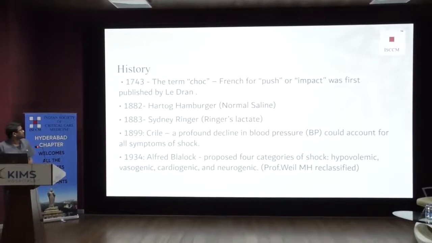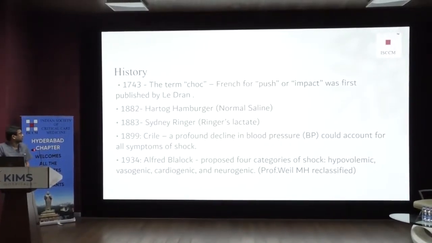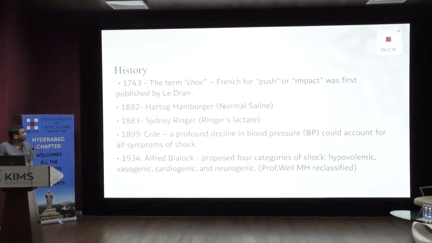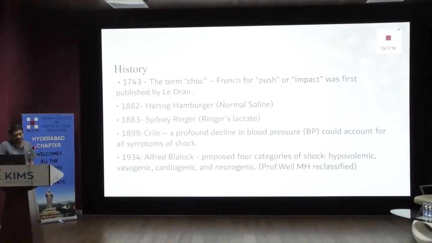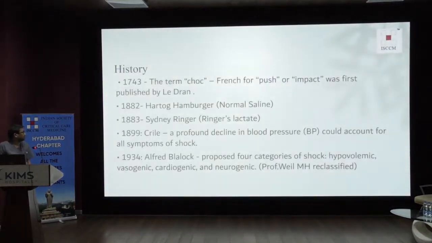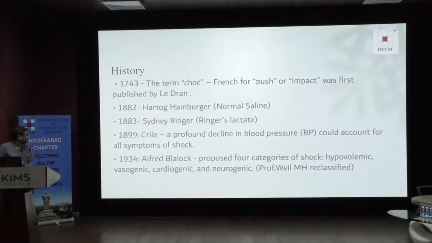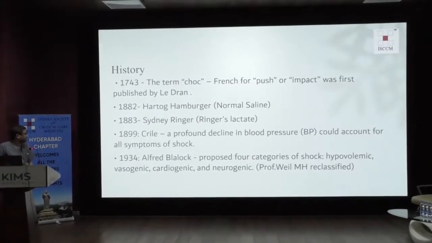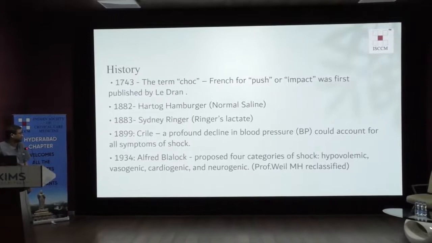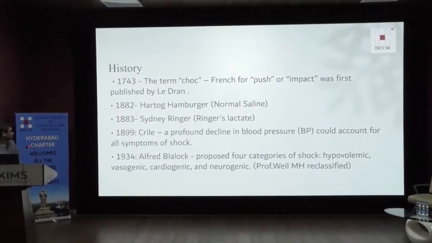Coming to the history, the term shock was first used by Professor Le Dran, which in French meant push or impact. Then coming to the resuscitation part, first they used normal saline by Hamburger, and Sydney Ringer's lactate. After that, the first major breakthrough came in 1899, from Crile. He found that the decline in blood pressure could account for all the symptoms of shock. Then regarding classification, Alfred Blalock classified shock into hypovolemic, vasogenic or cardiogenic, and neurogenic. Then Professor Weil reclassified it.